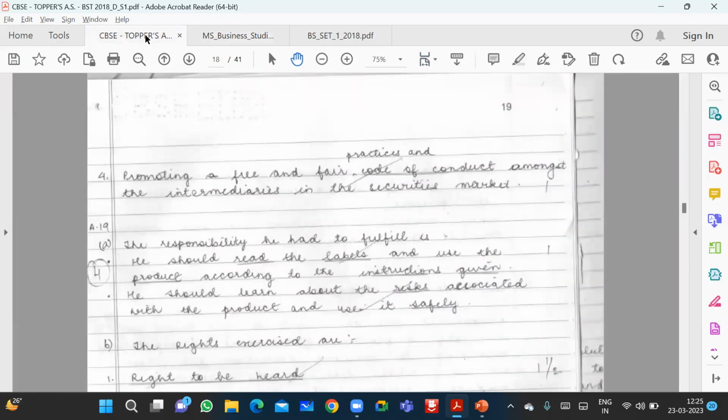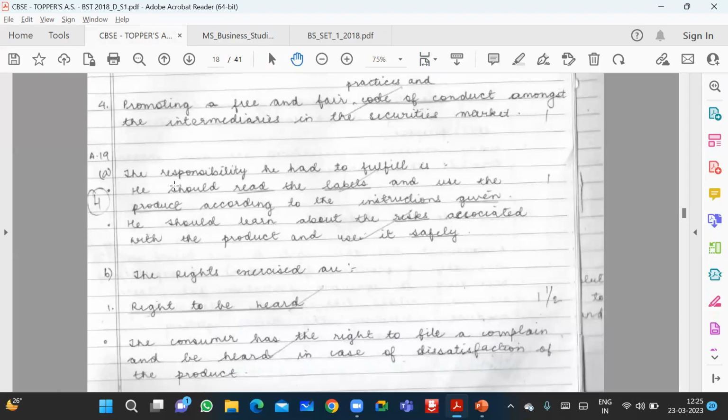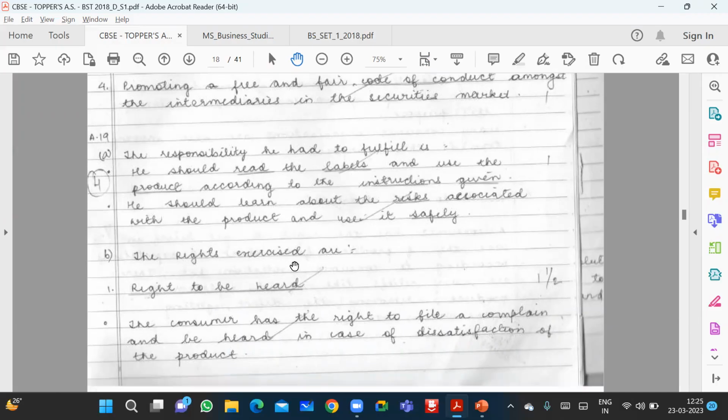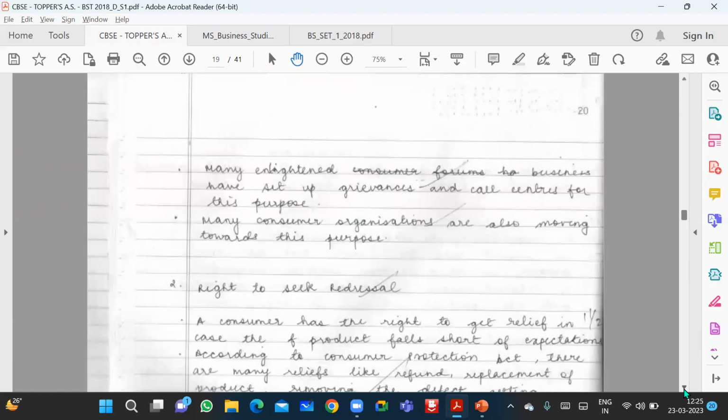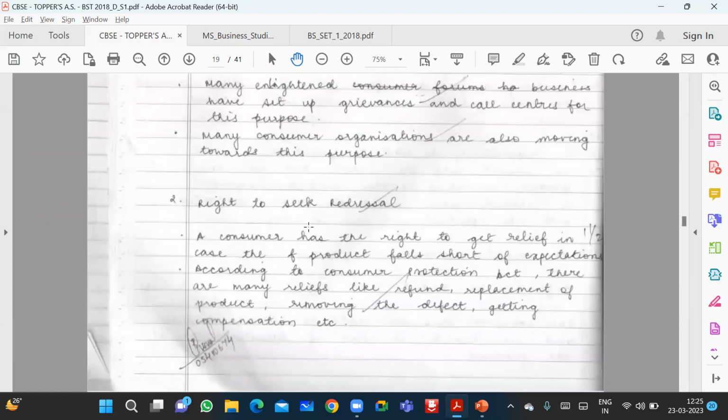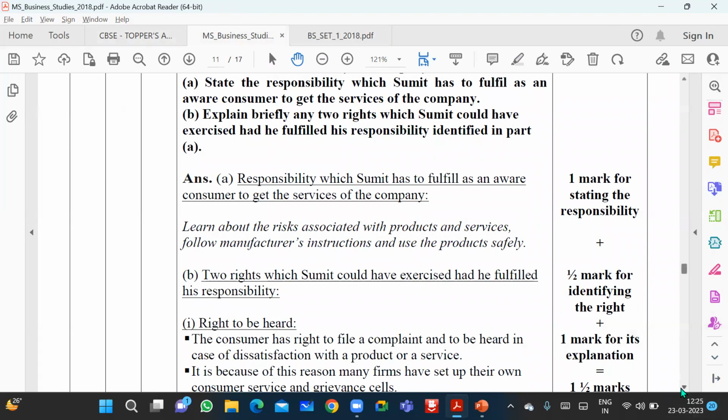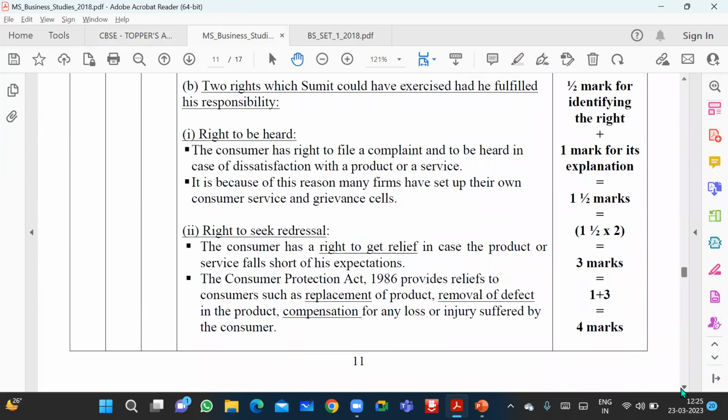student has written the answer. Here you can see the responsibility he had to fulfill is that he should read the label and use the product according to the instructions given in the manual. So this is basically the responsibility which has been mentioned on the basis of the case study. And for the rights, there are two rights: the right to be heard, which has been explained after leaving 2 lines, and second, the right to seek redressal. So let's see what CBSE has suggested. CBSE has suggested the same rights, that is the right to be heard and the right to seek redressal.